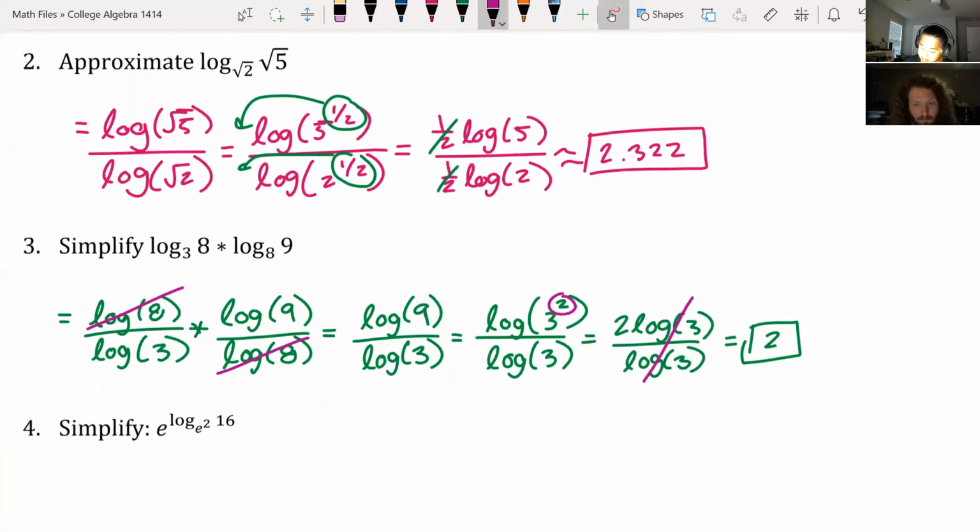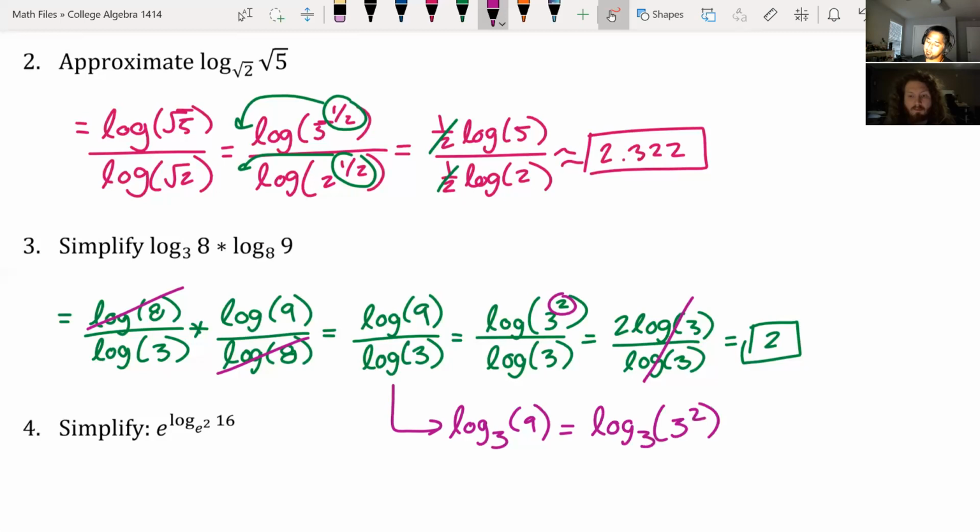Or, there's that or route, right? You can reverse engineer the change of base. You can rewrite this as log base 3 of 9, which can be rewritten as log base 3 of 3 squared, which will still give you 2. Oh, it's just so rewarding.